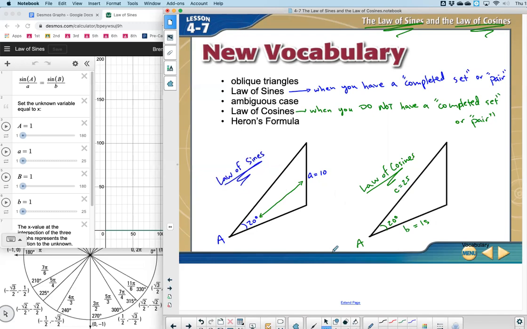I'll add a C here of 25 and a C, that would be a B and a C. Get proper labeling on your triangles. So that's when you use one and when you use the other. All right, so with that, I'm going to get started.